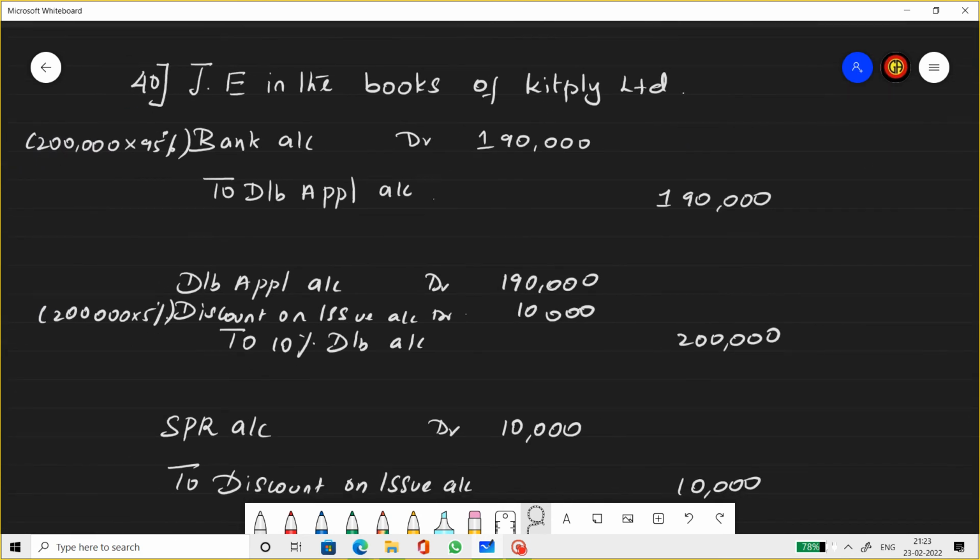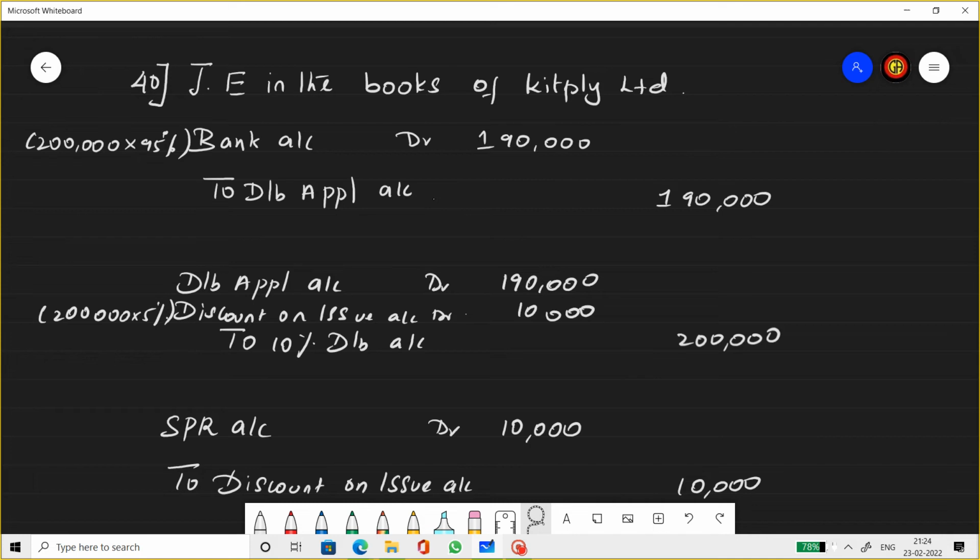Question number 40. Journals in the books of Kitply Limited. Format is very important in accounts, so don't forget to write the heading. Bank account debit to debenture application, rupees 2 lakh into 95%, 1 lakh and 90,000. Then debenture application, discount on issue of debentures to 10% debentures. Debenture application 1 lakh 90,000, discount 5% of 2 lakh, 10,000. So total is 2 lakh rupees.